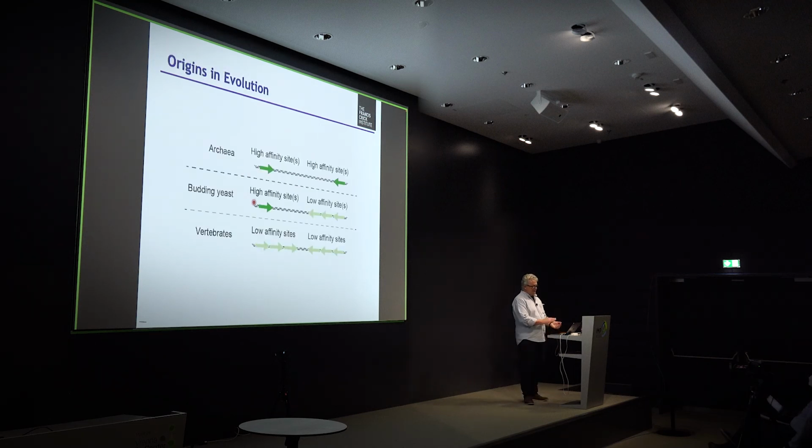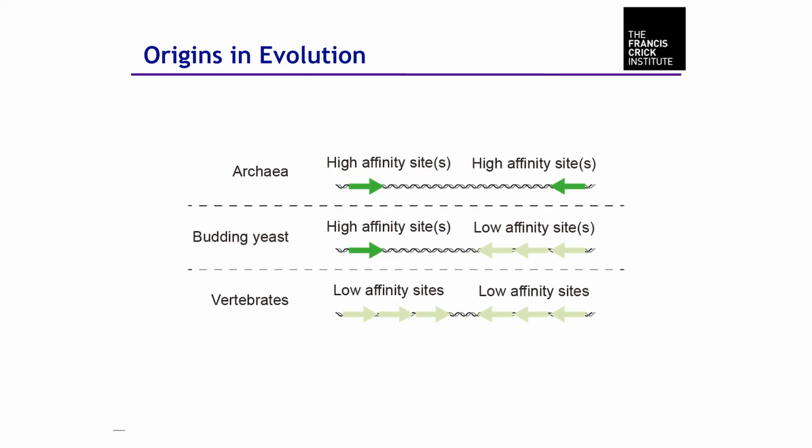So I just wanted to sort of end this section with a little evolutionary kind of a comment, which is that in archaea, which I told you is sort of on the same evolutionary pathway of replication as eukaryotes, replication origins actually have this configuration. They have two high affinity binding sites separated by about 70 or 80 base pairs. Budding yeast, we think, has re-evolved something similar to this, where it has high affinity sites and low affinity sites.